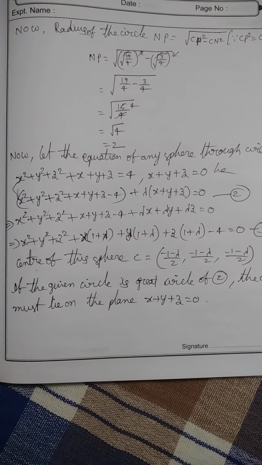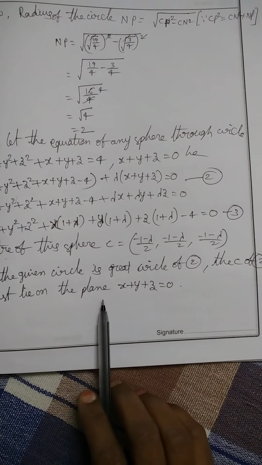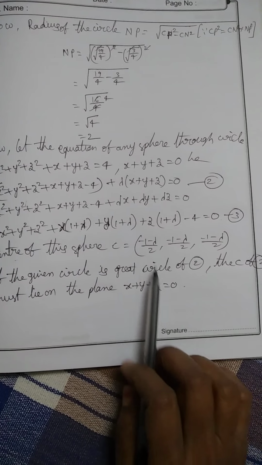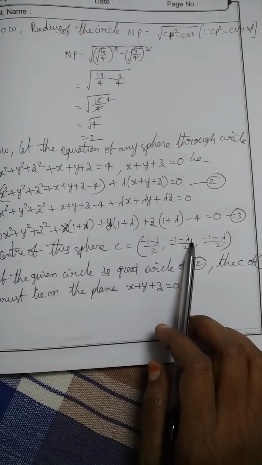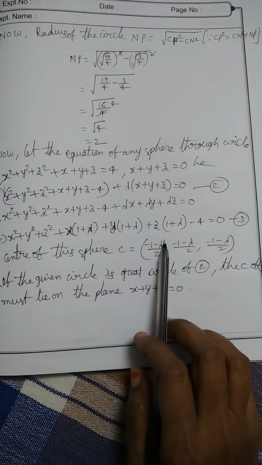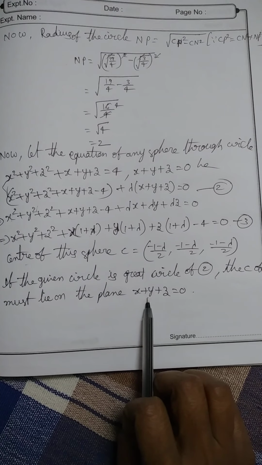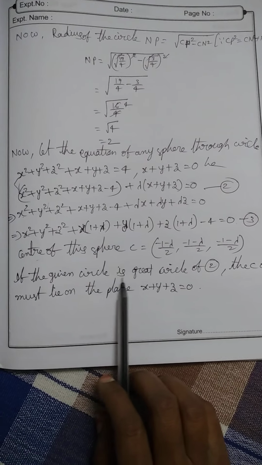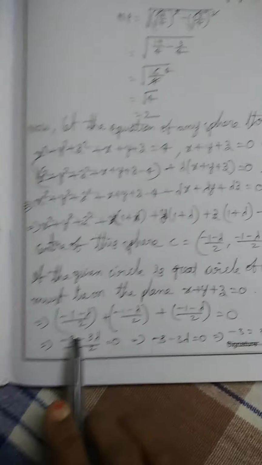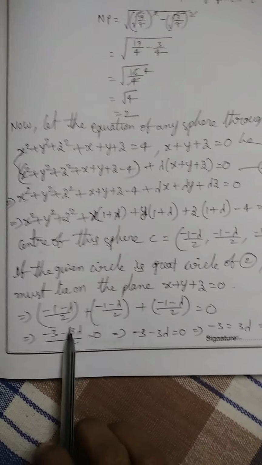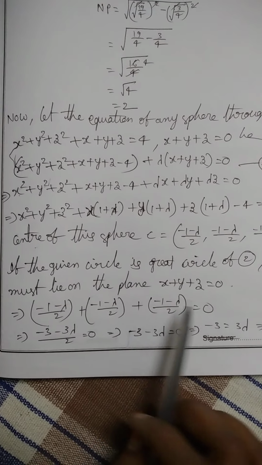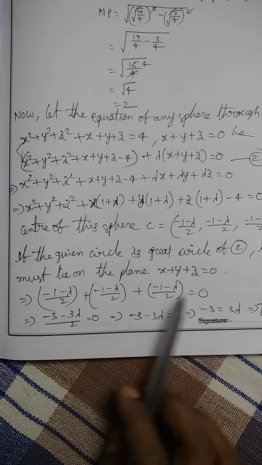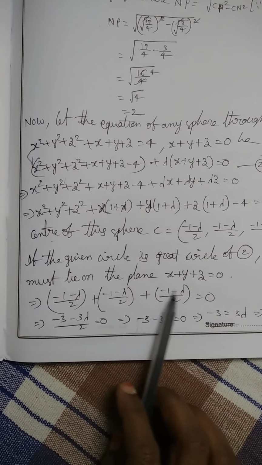Now substituting: the center is on the plane, which means instead of x, y, z we have to substitute these u, v, w. Minus 1 plus lambda by 2 instead of x, and instead of y and z also minus 1 plus lambda by 2, then only it will become a great circle. That implies minus 1 plus lambda by 2 plus minus 1 plus lambda by 2 plus minus 1 plus lambda by 2 equal to 0. Same denominators are there, we have to add all these numerators.